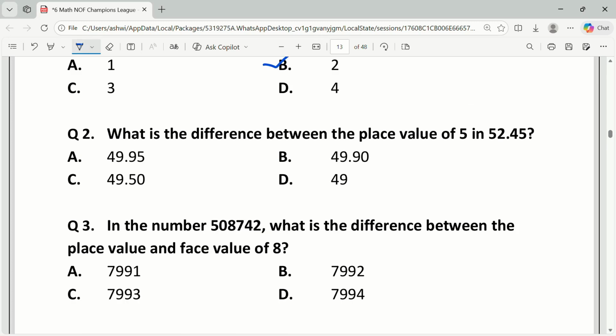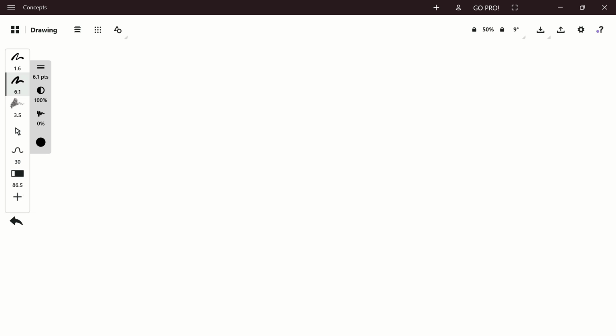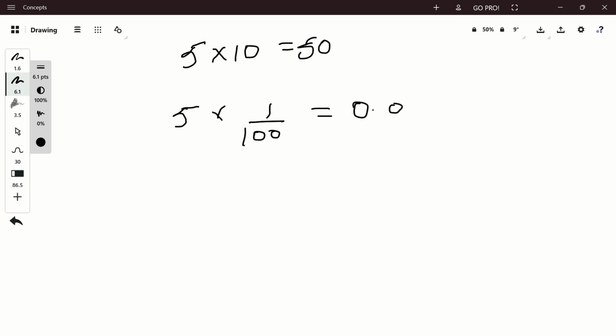Question number 2. What is the difference between the place value of 5 in 52.45? In the number 52.45, the first 5 is in the tens place. Its place value is 5 into 10, which is equal to 50. The second 5 is in the hundredths place. Its place value is 5 into 1 upon 100, which is equal to 0.05.